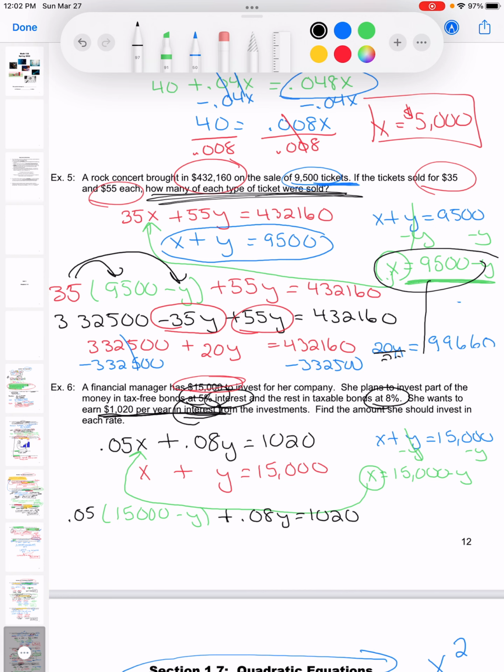Let's see about solving this one. Once we get to this step, it's pretty much the same like all the other problems. The hardest part is really setting up those two equations. So 0.05 times 15,000 is 750, minus 0.05y plus 0.08y equals 1,020. I've got these like terms right here. That's going to give me a positive 0.03y.